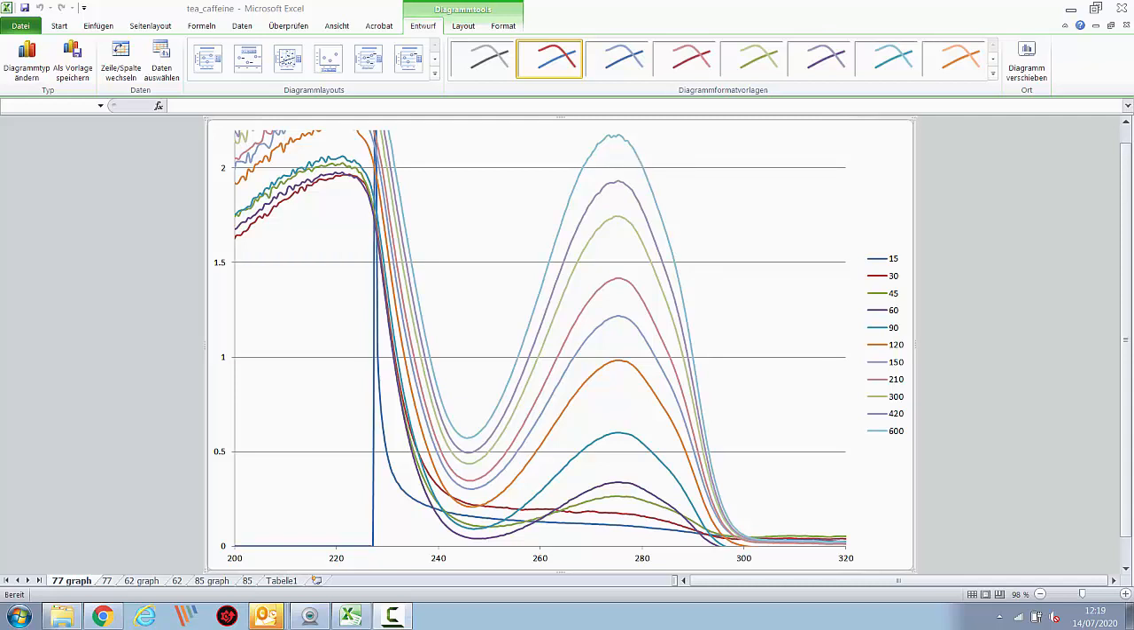You can see the first two measurements are at 77 degrees centigrade. The first few measurements are a bit weird and flat. After that we have this peak here at nearly 275, which is the caffeine peak that we expect.